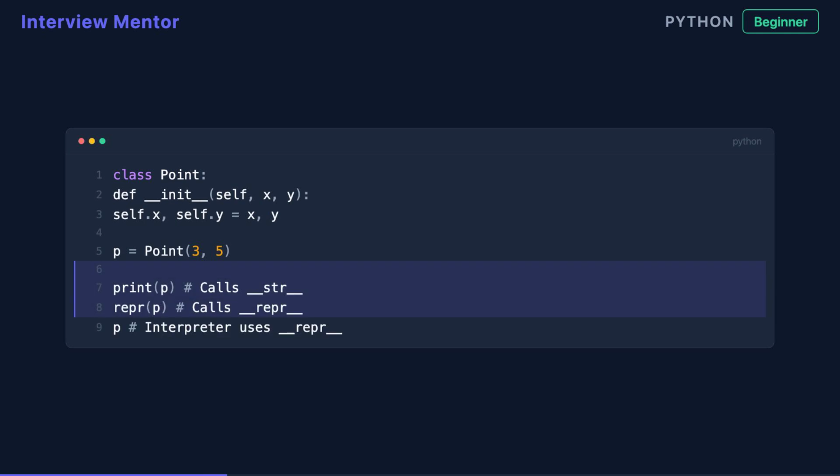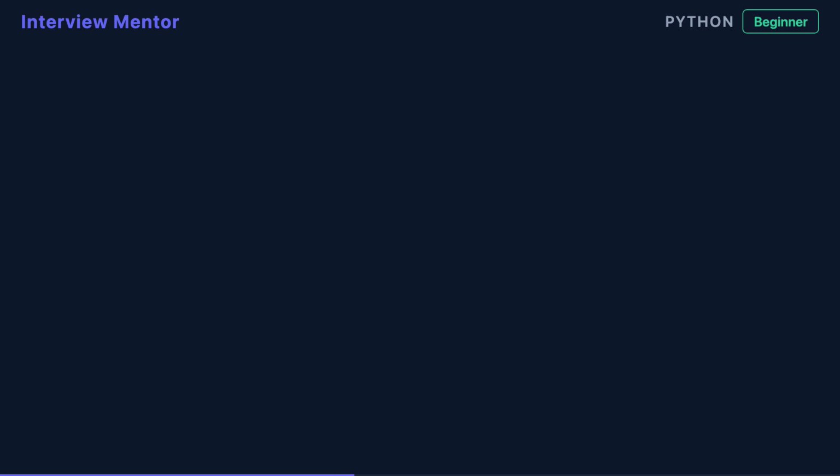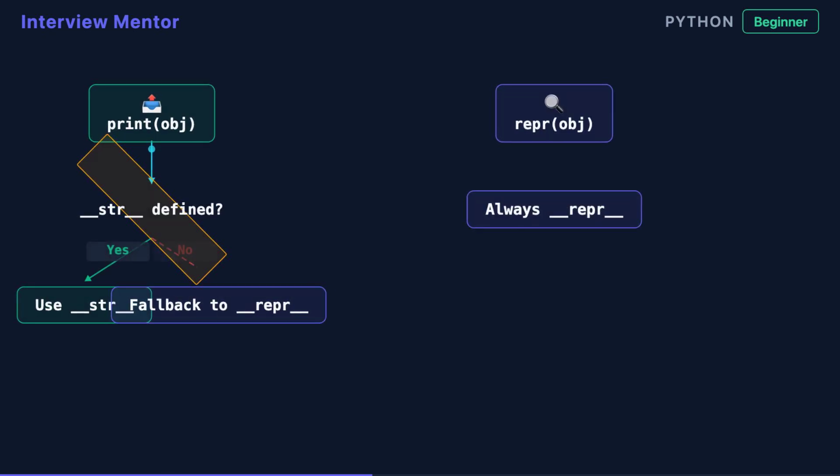When you call the print function, Python uses __str__ to display your object. But when you type an object name in the interpreter or use it in a debugger, Python calls __repr__. The repr function also explicitly invokes __repr__, while str calls __str__. Here's a crucial detail. If you don't define __str__, Python automatically falls back to using __repr__. This means you only need to implement __repr__ for basic functionality and both scenarios will work. But the reverse isn't true.